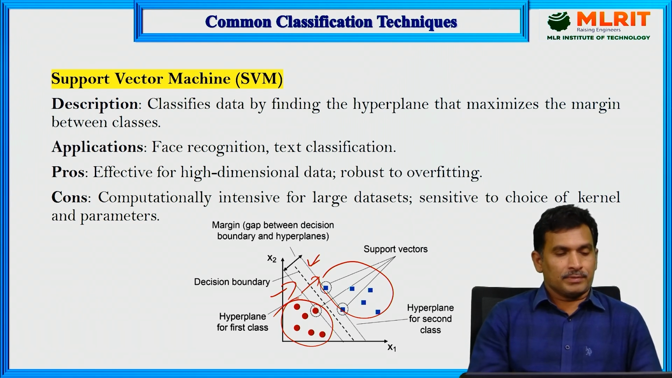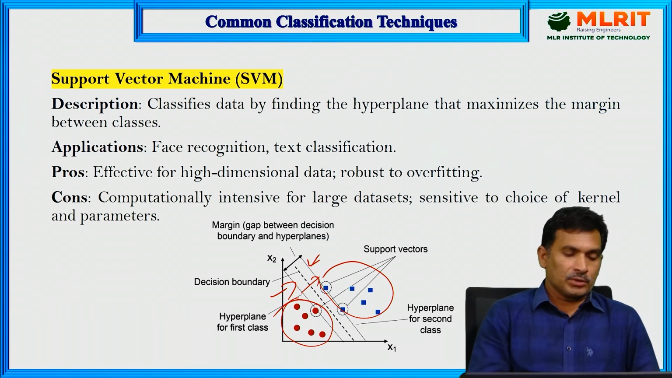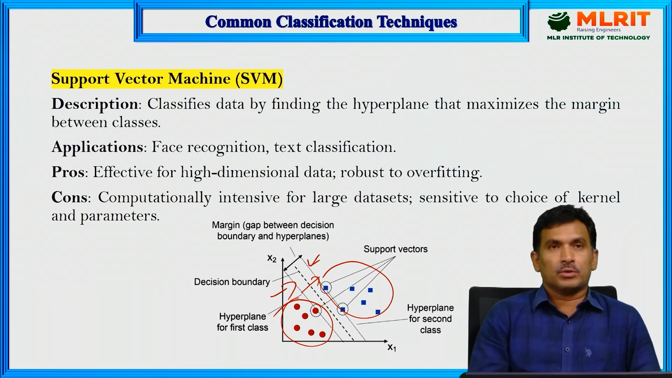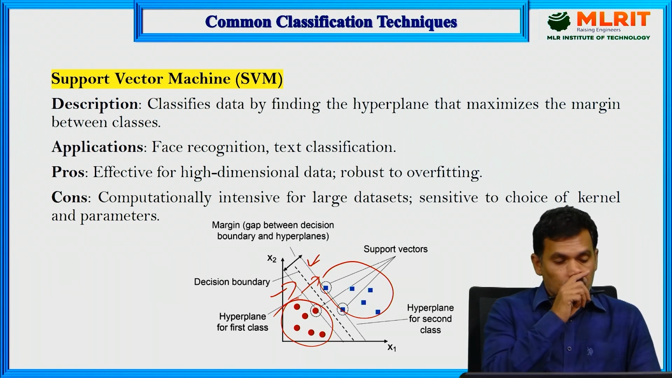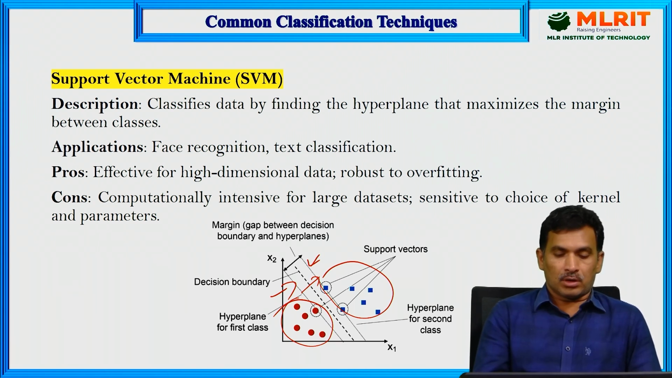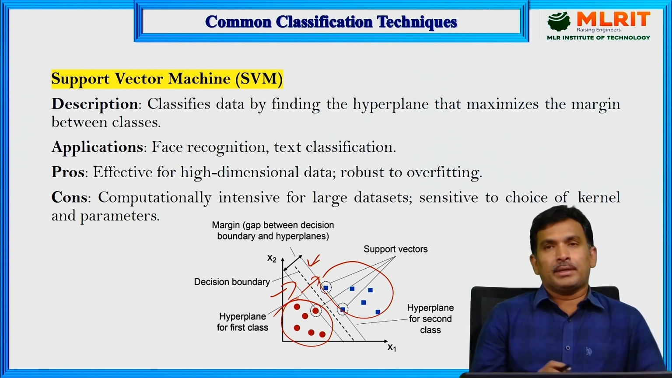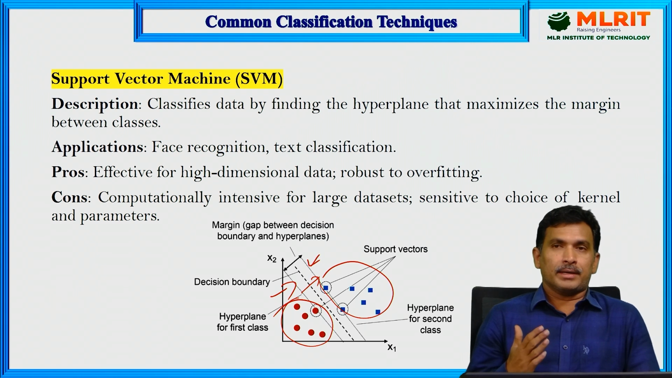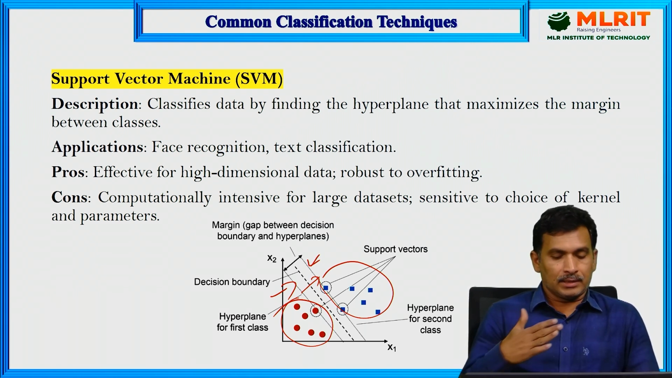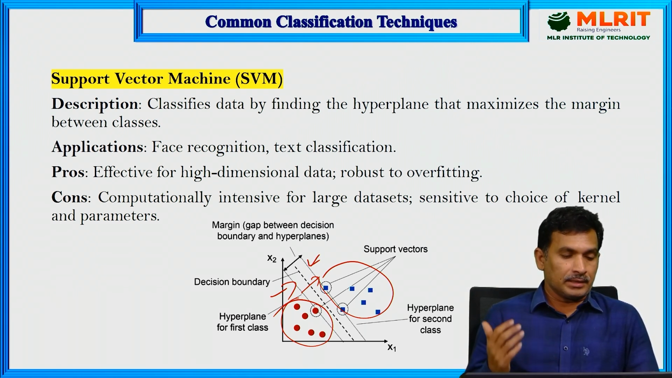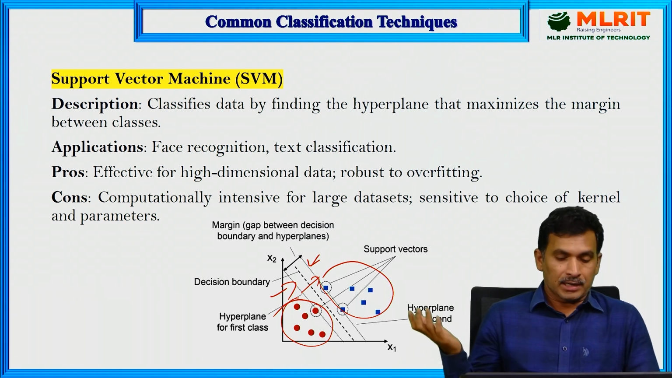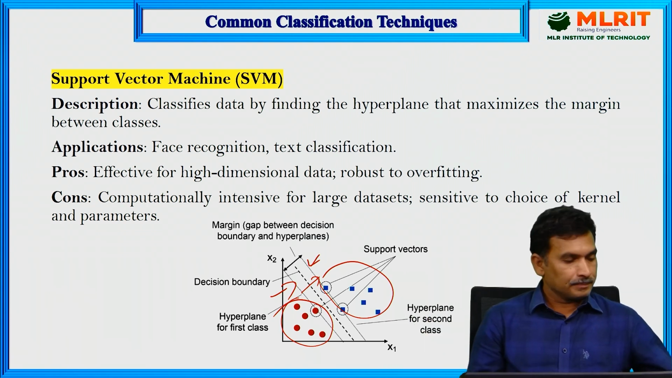The advantages of support vector machines are that they are effective for high-dimensional data and robust to overfitting. The disadvantages are that they are computationally intensive for large data sets and sensitive to the choice of kernel and parameters. Sometimes, with nonlinear data, we cannot separate the data linearly. In that case, the data needs to be transformed into a higher dimension so that we can separate it using non-linear functions.